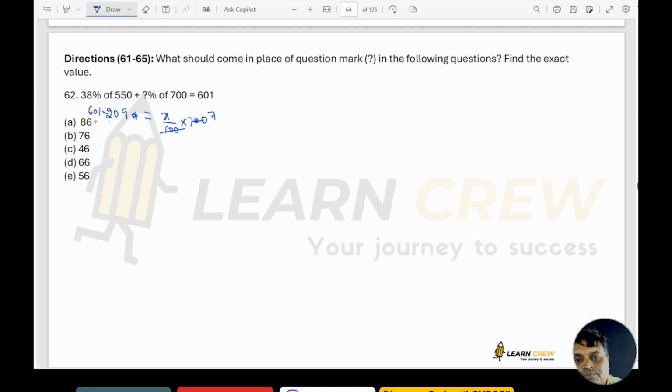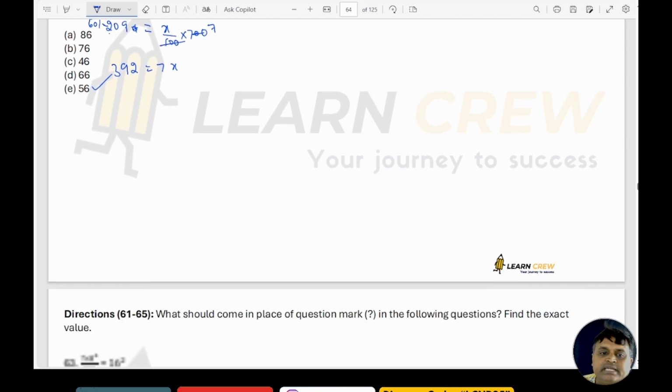Now what is the value? So 11 minus 9 is 2, 9 minus 0 is 9, 5 minus 2 is 3, 392 is 7x. So what is the value of x here? So option is 56. Answer is 56. So option E is correct.